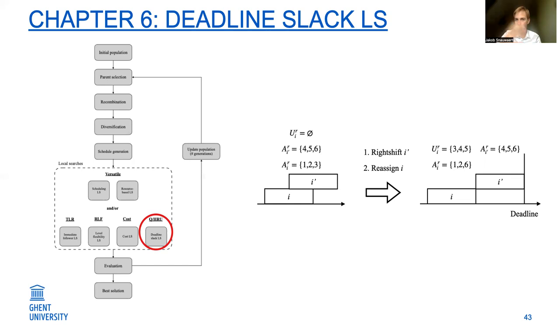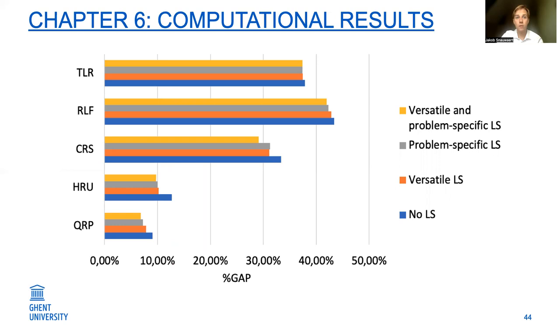So for example, in this small example, we right shift activity E prime so that all workers are available for activity E, and we can optimize its assignment. The results of this research showed that our problem specific local searches really do improve the solutions, but they work even better if we combine them with the versatile local searches that were also already presented in chapter three.